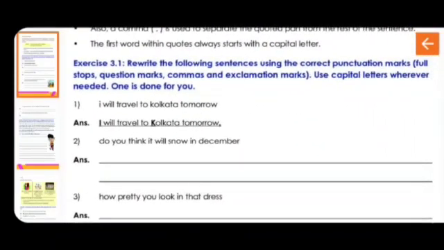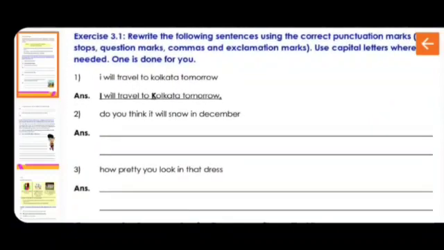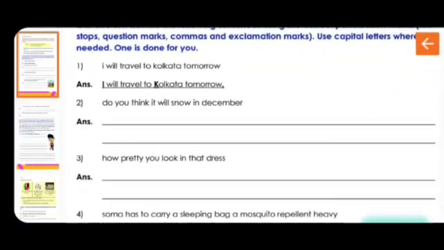Now, likewise, you have to complete the full exercise. Do you think it will snow in December? Now think which words should turn into capital. Is December a proper noun or a common noun? Think about that. If it is a proper noun, use capital letter. Starting of the sentence should be in capital letter. Is it a question mark, or you should use comma or an exclamation mark?